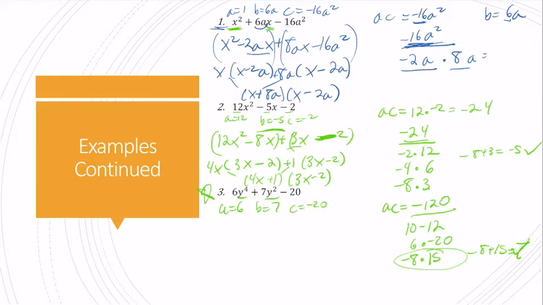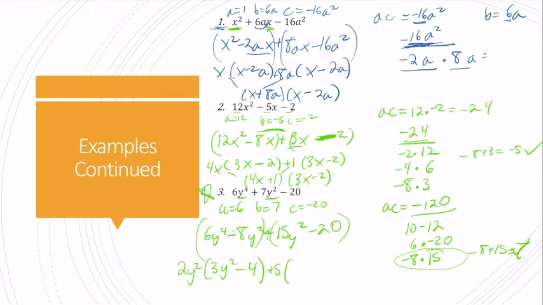So I have 6y to the fourth minus 8y squared plus 15y squared minus 20. So now I can factor by grouping. The greatest common factor of 6y to the fourth and 8y squared is 2y squared. The greatest common factor of 15y squared and negative 20 is 5. I collect my greatest common factors. And there you have it.